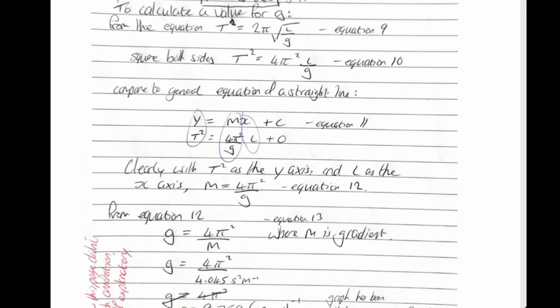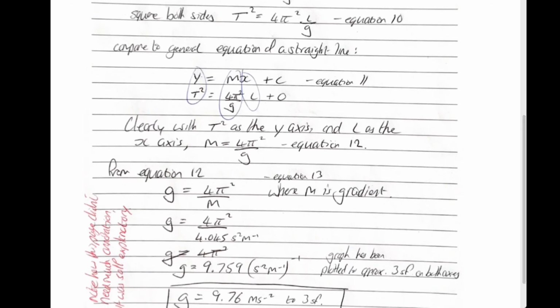As we've matched up y as t squared, and we've matched up x as L, what's left is 4 pi squared over g, which is the gradient. I think I may have misspoke earlier on when I said it was 2 pi. Of course, we squared everything, so it's 4 pi squared over g. So the gradient is equal to 4 pi squared over g, so if I calculate the gradient, then g equals 4 pi squared over m, m being the gradient.